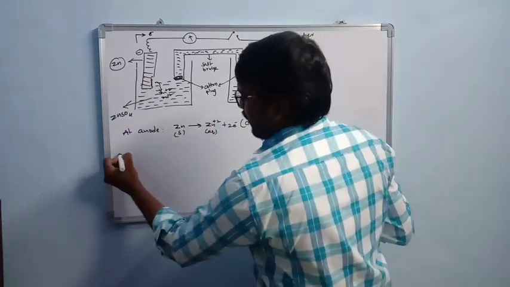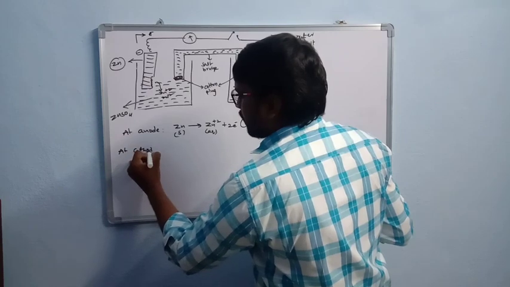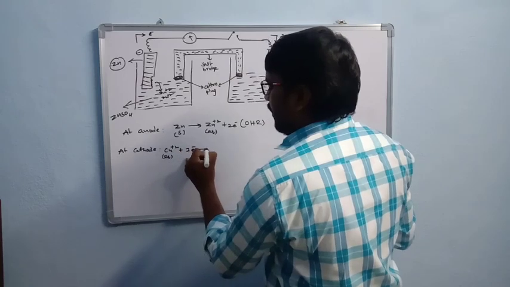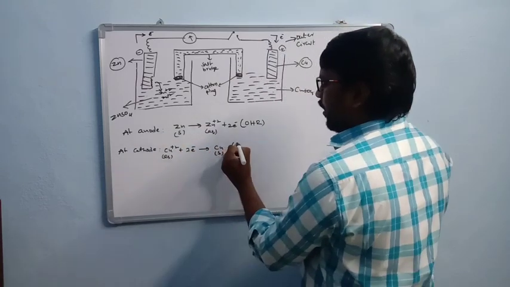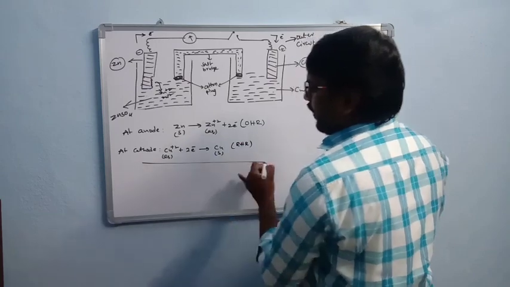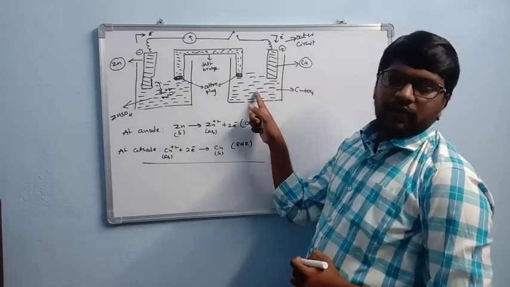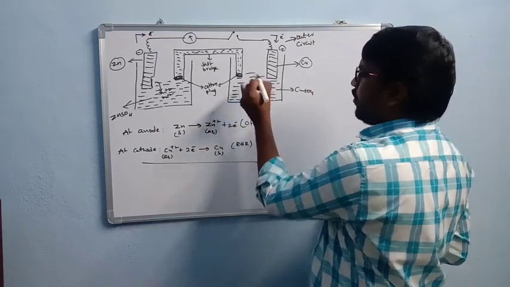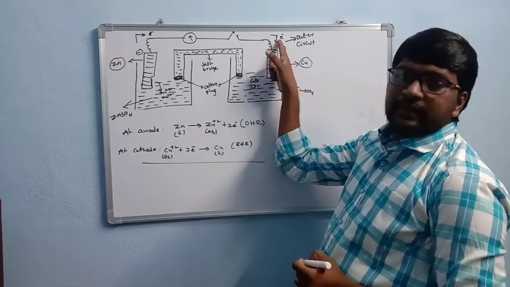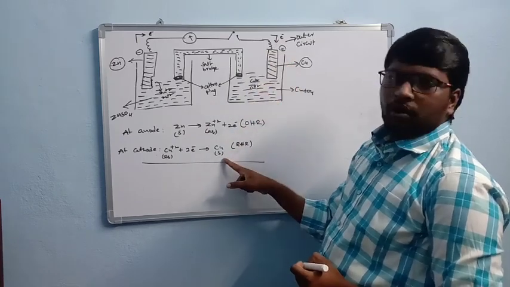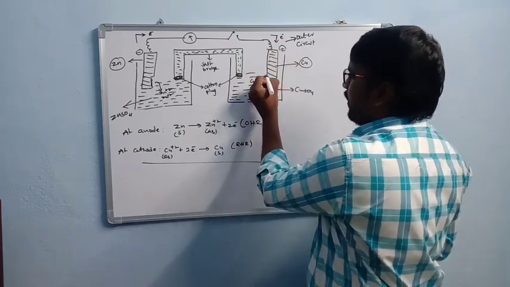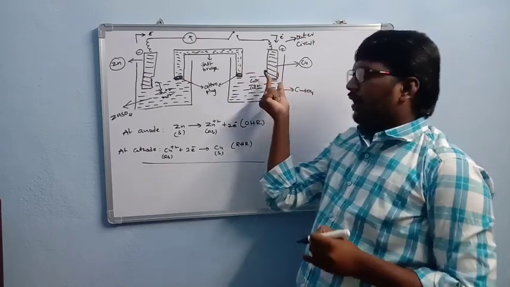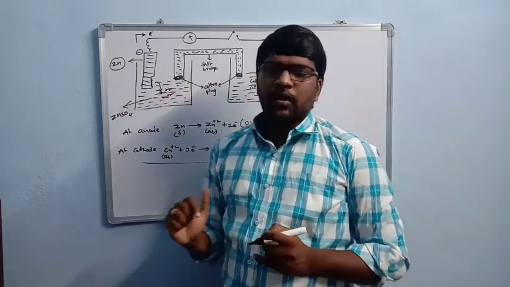Now at the cathode, the released electrons are gained by copper ion, and it is a reduction reaction. Here you take CuSO4 solution. In CuSO4, copper is present as Cu plus 2. This Cu plus 2 gains these electrons and is converted into copper. That's why the weight of the copper electrode increases, while at the zinc electrode the weight decreases.